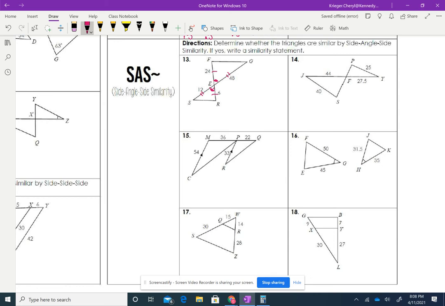Let's check to see if the ratios work out. I'll do 6 24ths equals 12 48ths. 6 24ths is a fourth, right? 12 48ths is also a fourth. So this is yes. Triangle, let's say FGE is similar to triangle RSE.